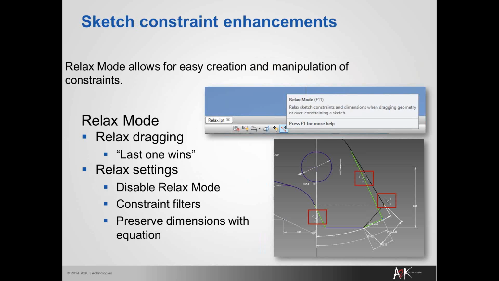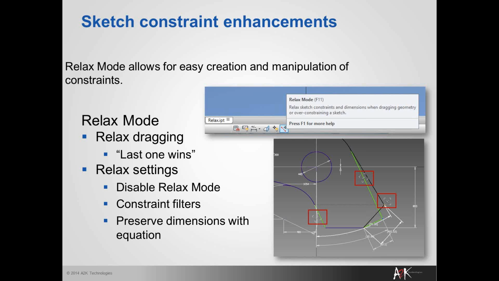Sketch constraint enhancements. There's a new feature called Relax Mode. You can see it there on the bottom of the graphic interface inside the sketch environment. F11 to turn it on. It's a keyboard shortcut. Basically what the Relax Mode allows us to do is dynamically edit fully constrained sketches. So sketches that have been fully constrained, dimensioned, geometrically constrained, etc. We've now got the ability to change those dynamically on the fly, which will update all of the parametric features.